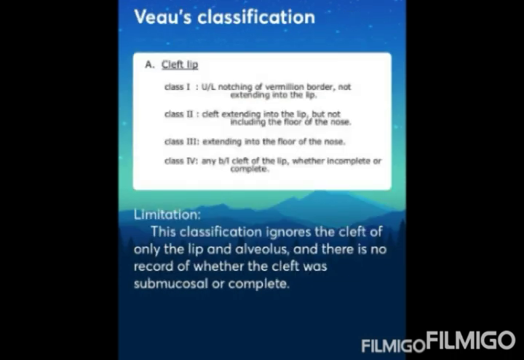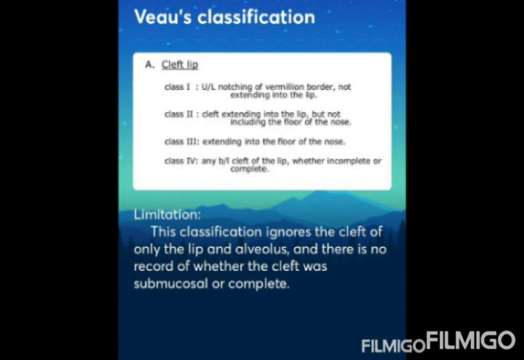The next classification is Veau's classification. This classification was introduced in 1931. The cleft lip, class 1, is unilateral notching of the upper lip or lower lip, notching of the vermilion border not extending into the lip. Class 2 is cleft extending into the lip but not including the floor of the nose. And class 3 is complete unilateral cleft. And group 4 is any complete bilateral cleft.